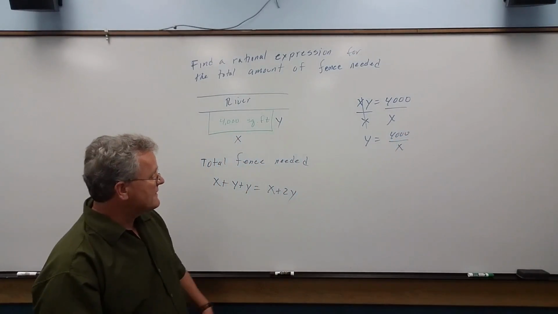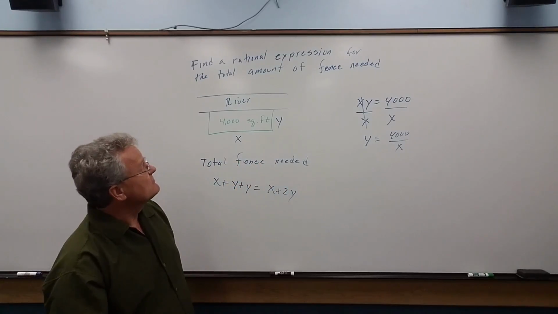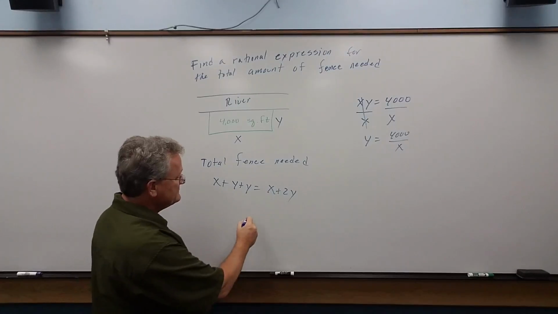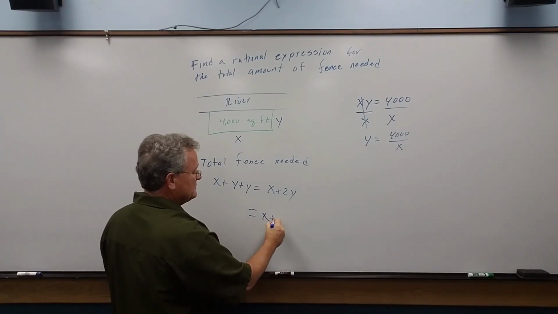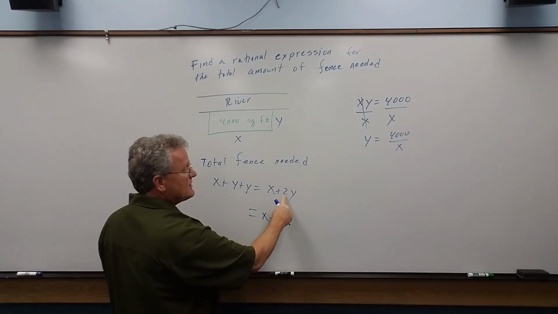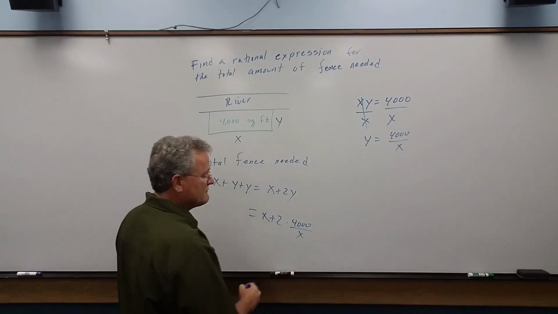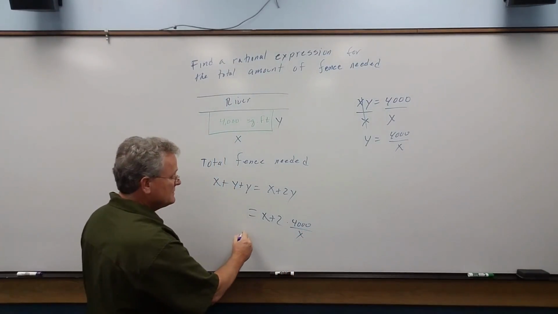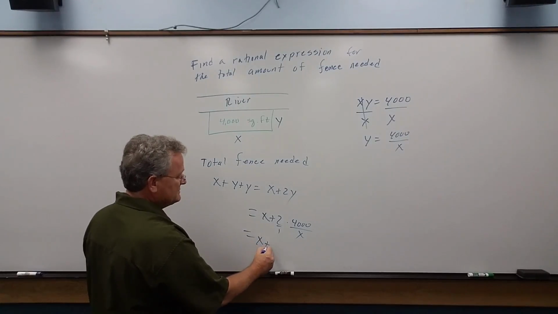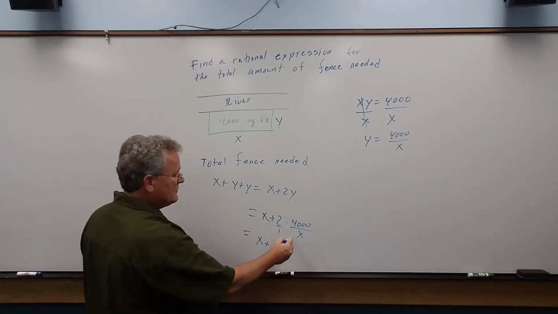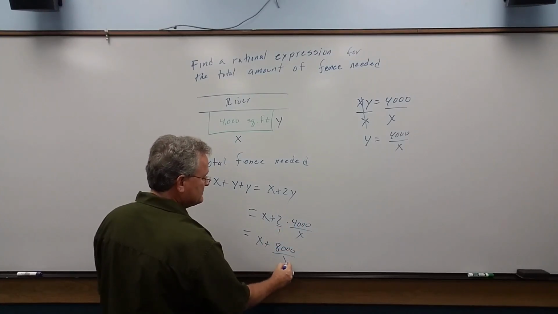Now that we know the value of y, we can go back to our expression for the total amount of fence. And for y, we plug in 4,000 over x. So we get x plus 2 times y, but again, for y, we're plugging in 4,000 over x. And this, again, we get x plus 8,000, 2 times 4,000, over x.